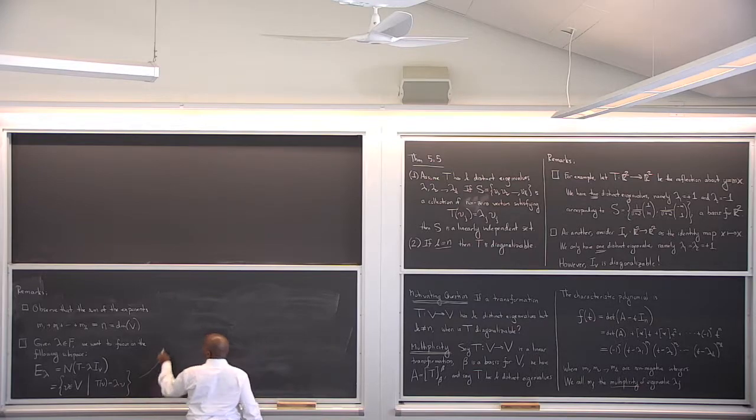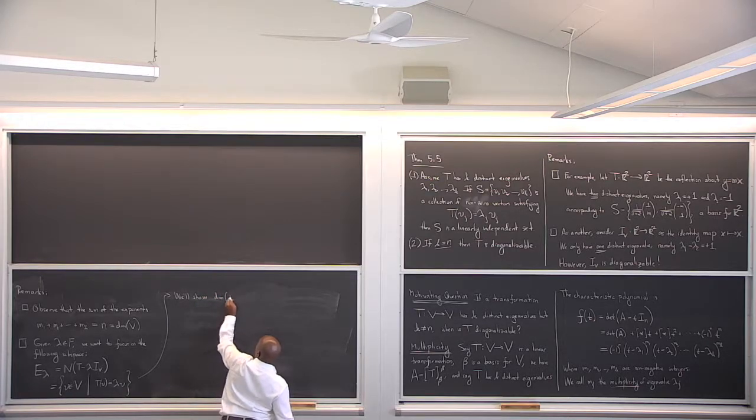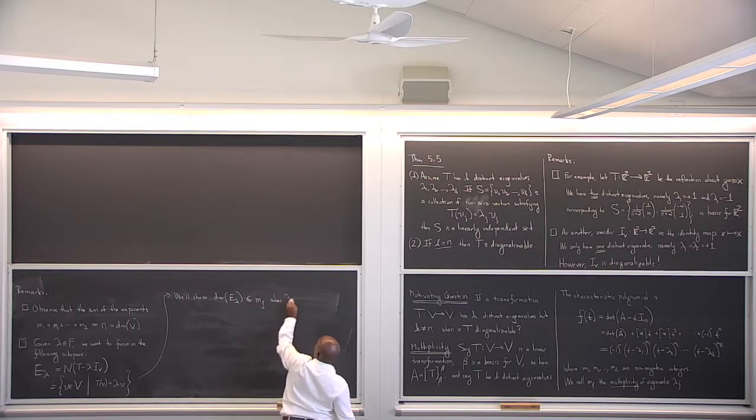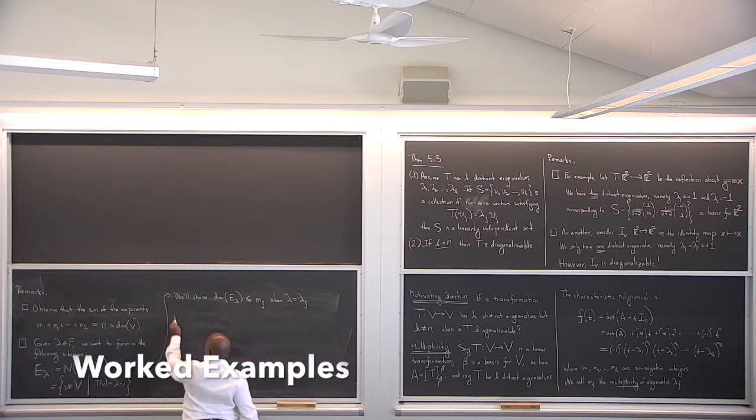So eventually, we'll show that the dimension of this subspace is at most m sub j, when lambda here is lambda j. So these are subspaces, and I can compute the dimension of these subspaces, and they're going to be related to this multiplicity. Okay, so before we get there, of course, let's do some examples to figure out what's happening here.